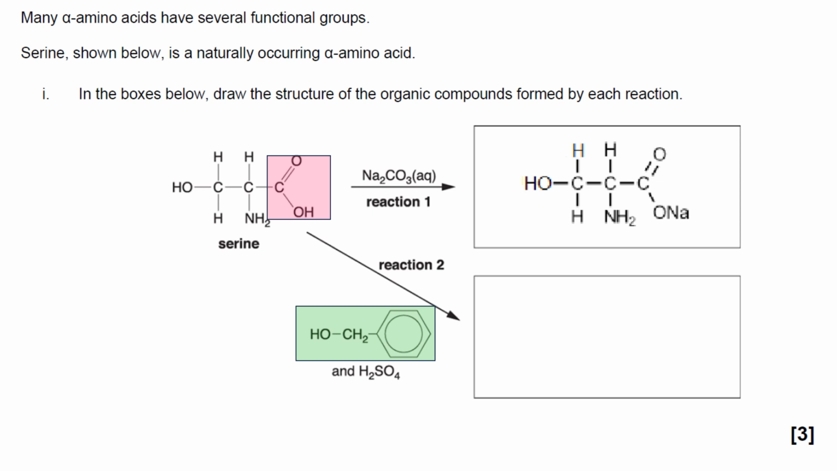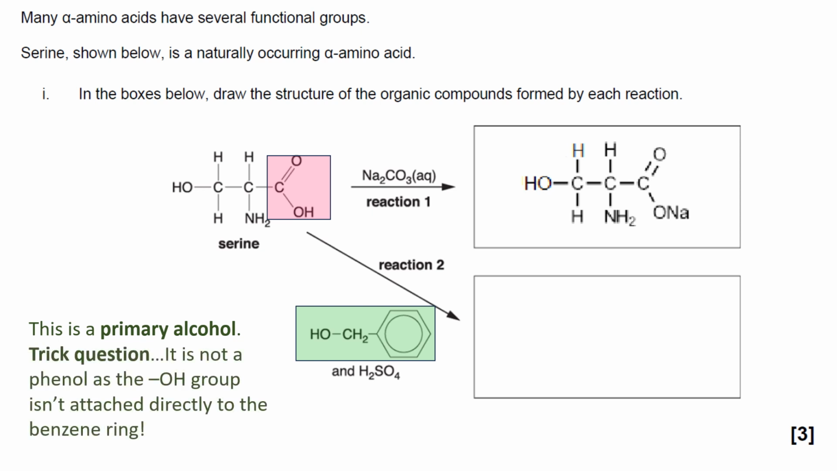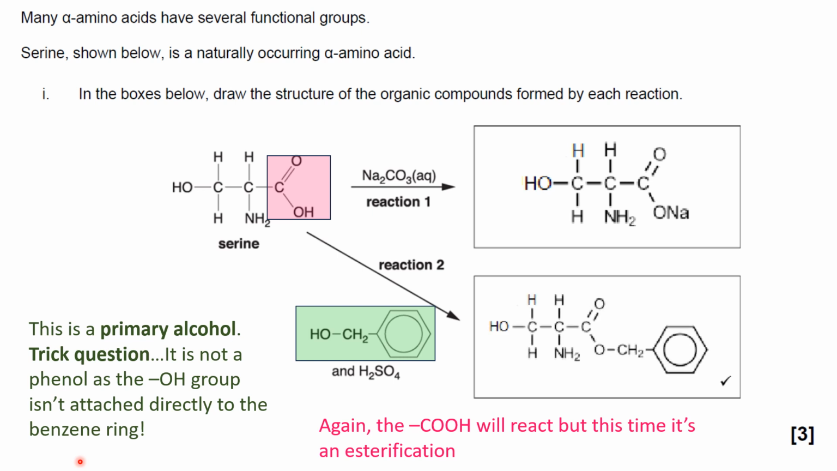In the next reaction, you've got a primary alcohol. It's not a phenol, because if you look, there's a CH2 in between the OH and the benzene ring. So we don't treat this as a phenol, we treat this as a primary alcohol, even though it's got an aromatic ring. The COOH group will react, but this time it's an esterification. And also you'll get a salt. You can see there's a second mark available there for putting NH3+, so that's where your 3 marks come from.